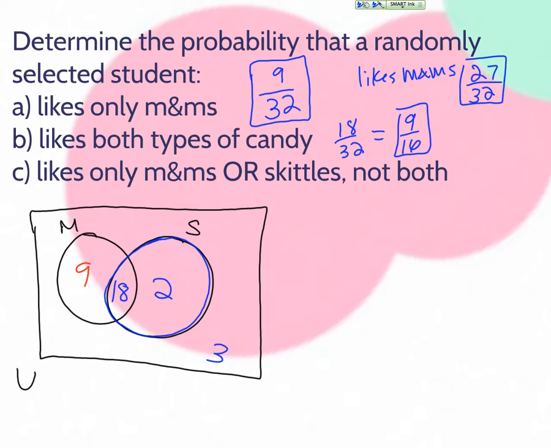And then the last question is, what is the probability that a randomly selected student likes only M&Ms or Skittles, but not both? 11. How'd you get 11? All right, I'm going to have to add the students that like M&Ms only and the students that like Skittles only. So I end up with 11 then over 32. Again, we can't reduce that one.